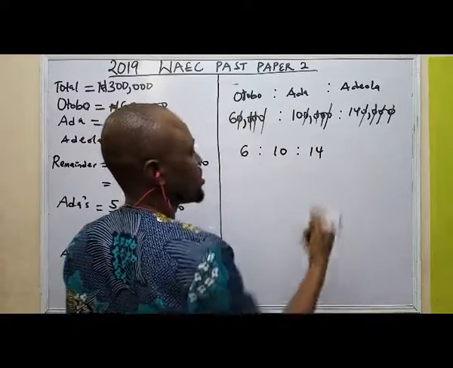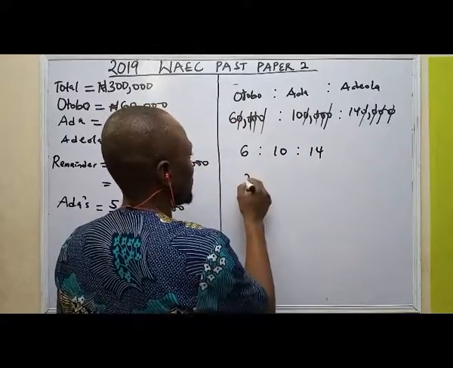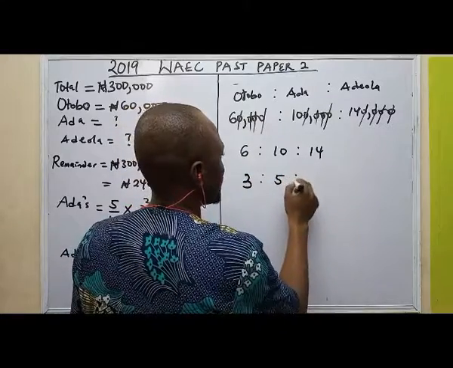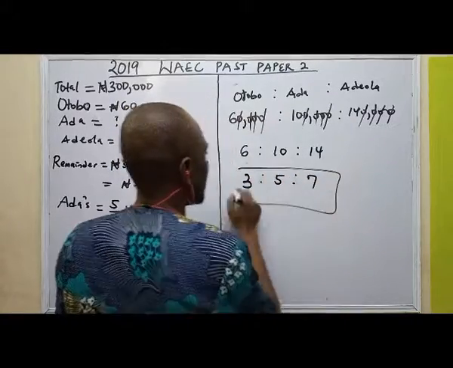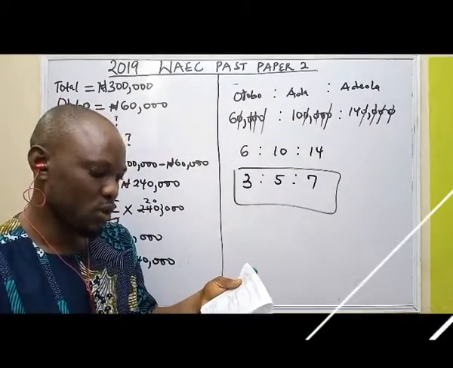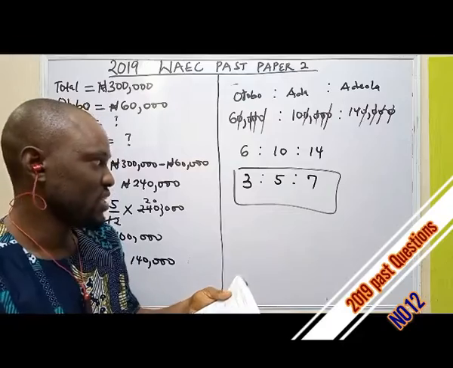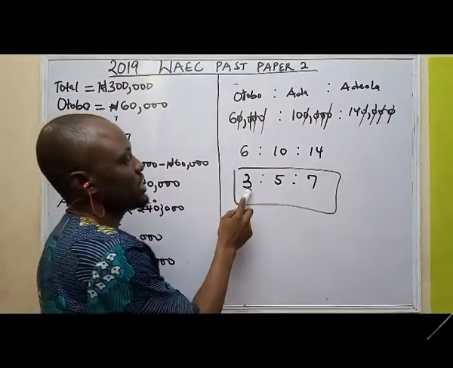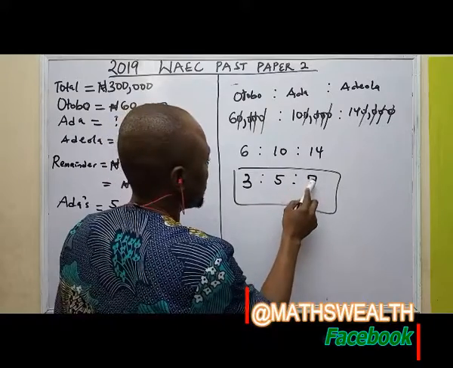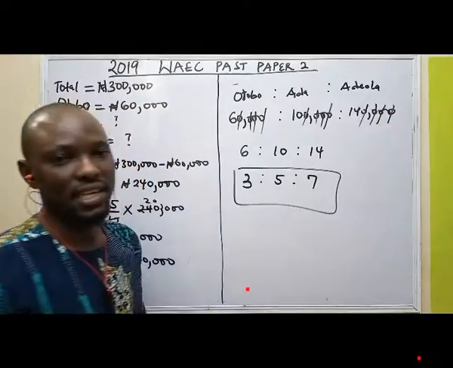I can reduce this to the lowest term. If I divide by 2, I get 3 ratio 5 ratio 7. So the question says in what ratio was their share? Their share is in the ratio 3 ratio 5 ratio 7. So that is the answer. That's pretty simple.